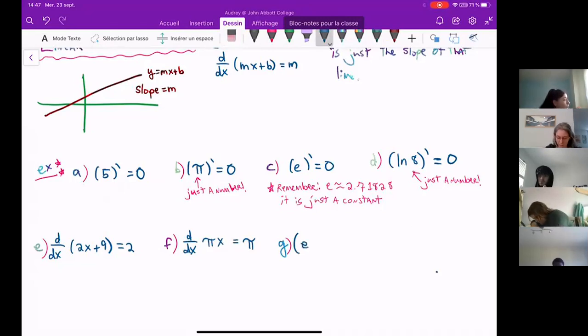So what if I have e^x plus ln 7, prime? What's that going to give me? It's just e. You got it. That's a line whose slope is e. Not e times ln 7, so that's natural log.